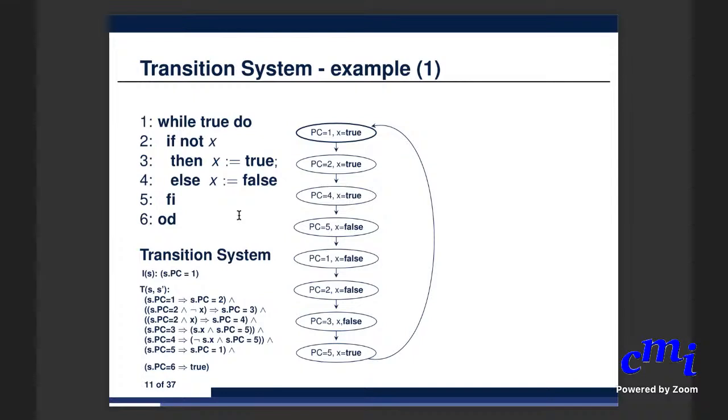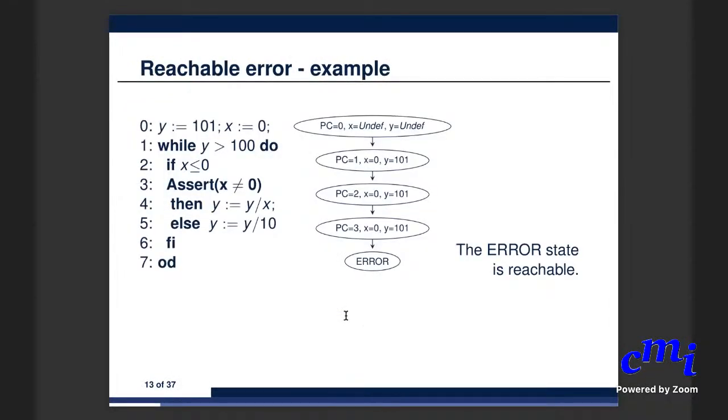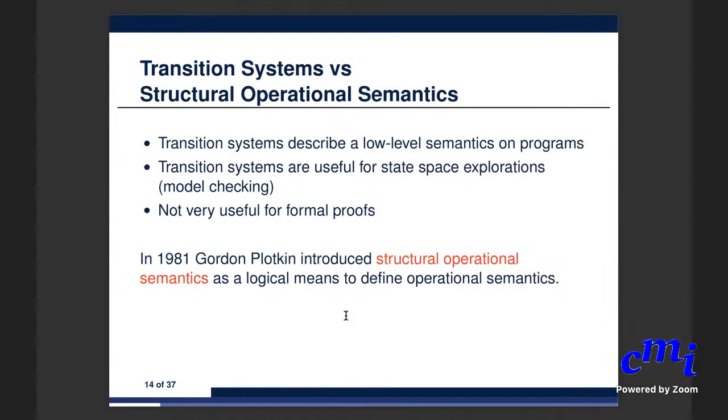It's structural in the sense that, as you will see, it keeps the structure of the program which is thrown away in the transition system model. It is still operational in the sense that it characterizes the set of execution traces that define the semantics of a program, and that's what we will do today.